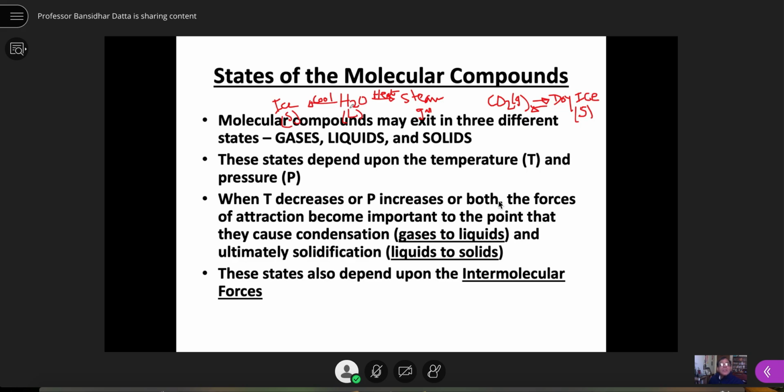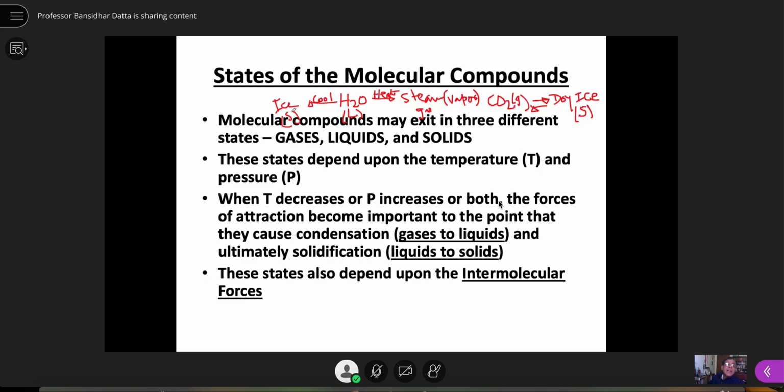Now, who can tell me what the process is called when liquid water is converted to steam, or gas, vapor? What is the process called? Evaporation, vaporization. That is correct. When water is converted to ice, what is it called? Solidification, freezing.